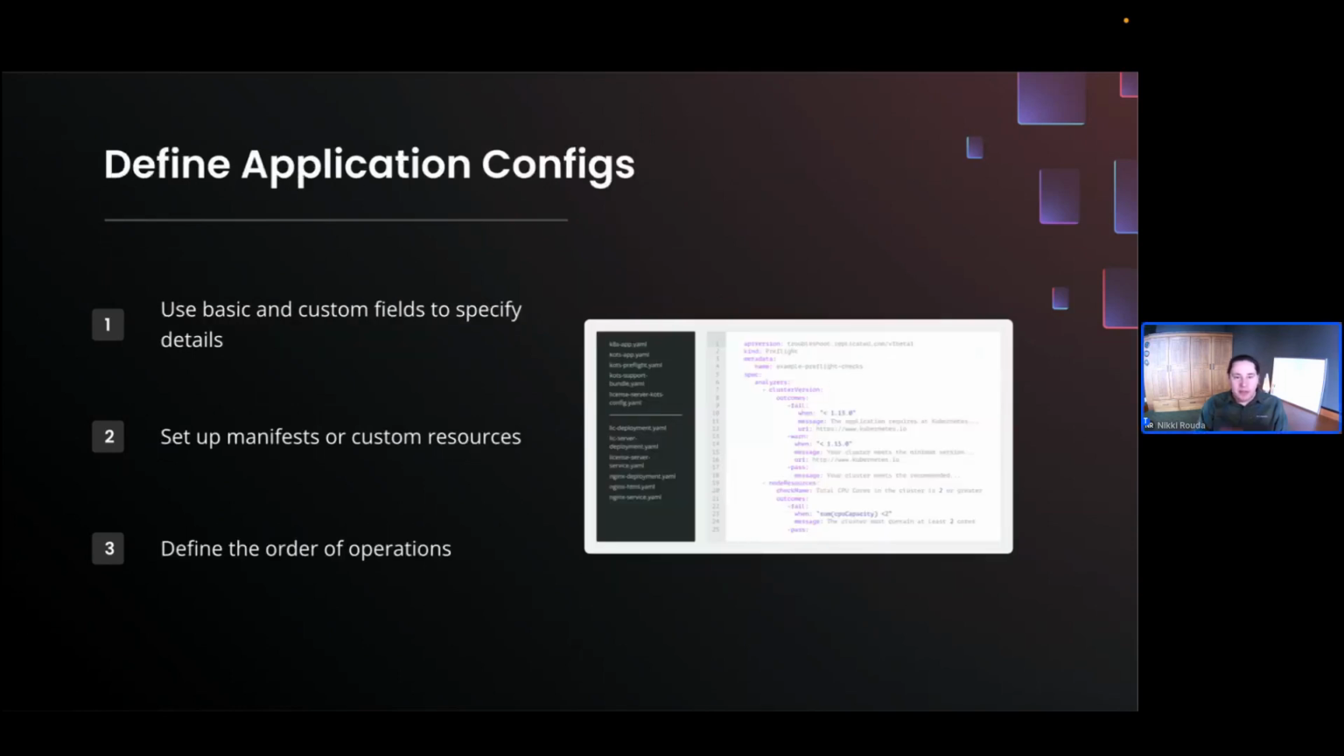Similarly, you can define your application configurations. You can use basic or custom fields to specify the details of how that application runs. These are often configured in YAML. You can set up manifests or CRDs, custom resources, and define the order of operations for installing your application and running it so that the right things are in place in the right order and it gets configured correctly and automatically.